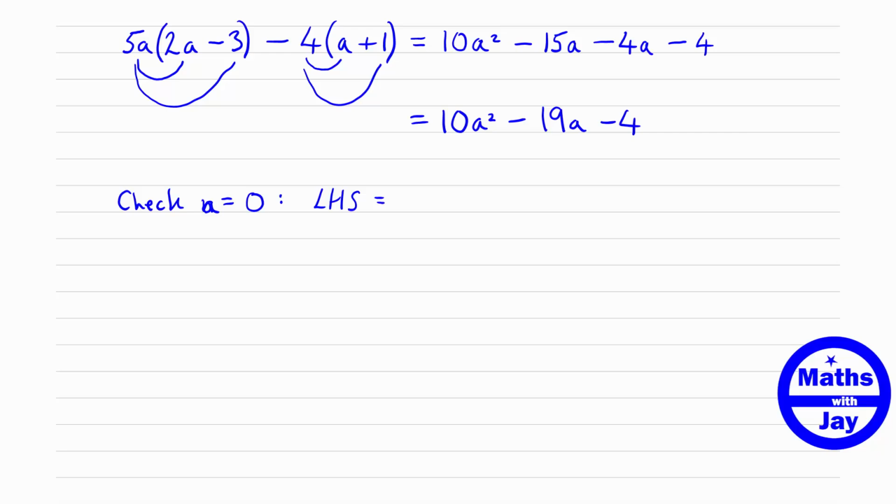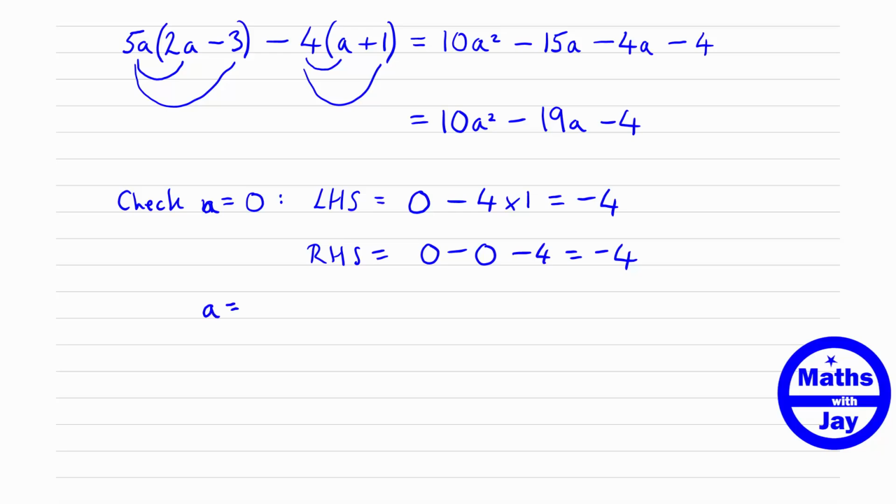Right, so we're checking. If we put a equals 0 into the left-hand side, well, if 5a is 0, then 5a times 2a minus 3 will be 0, so that bit's all going to be 0. And then we've got minus 4 times 0 plus 1, so minus 4 times 1, so that's going to be negative 4. And then looking at the answer we've got 10 times 0, so that's 0, minus 19 times 0, still 0, minus 4. So we have got minus 4. So that's looking good. When we put a equals 0 in, we have got an answer of minus 4 for both of those things.